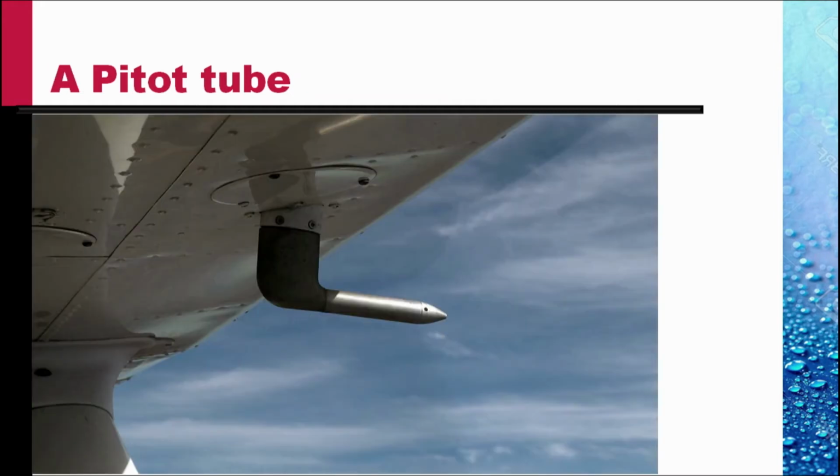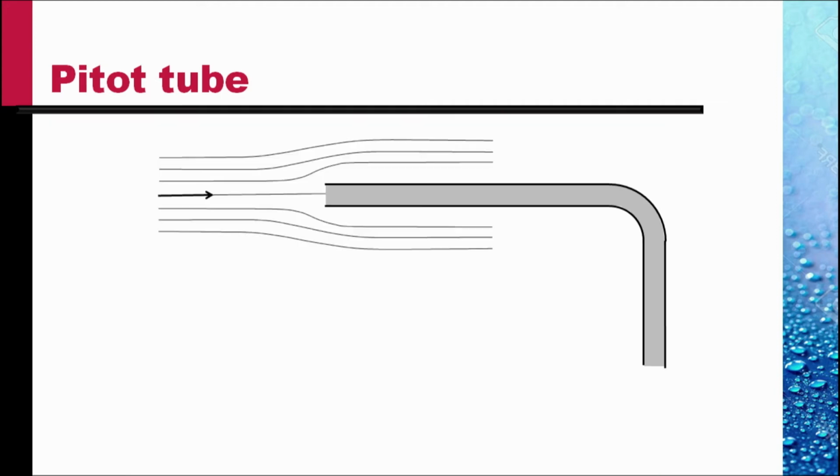Another type of flow meter depends on what is called a pitot tube. It is very commonly used in aircraft applications. Here in this picture is shown a pitot tube attached underneath a wing of an aircraft. It works on the principle that can be explained in the following manner.